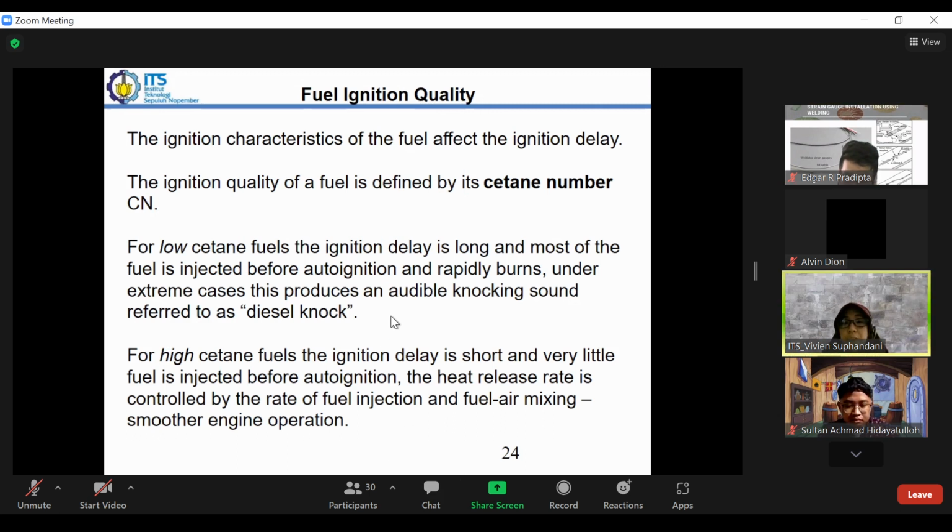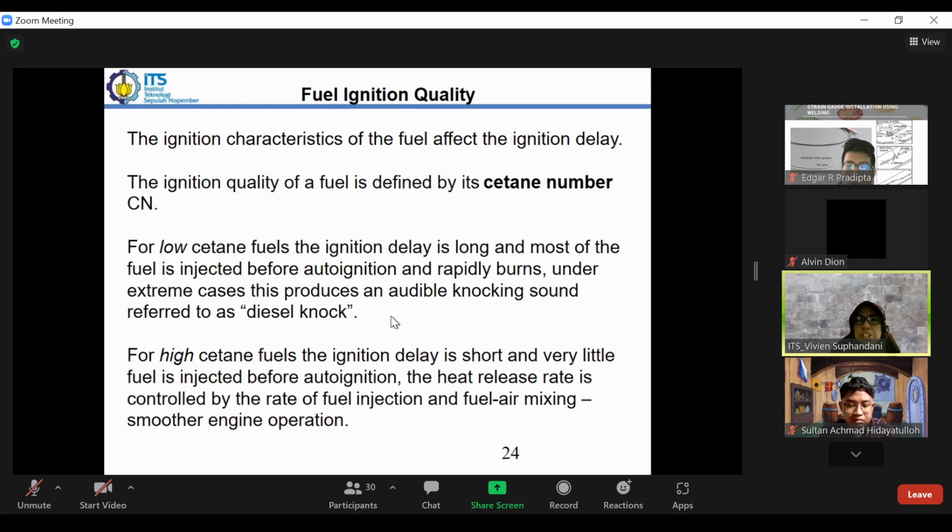So I think you get that correct already. So actually, what is the cetane number? This is to quantify the quality of the fuel for the diesel engine, or we call it diesel fuel. So for low cetane fuels, as we read from this slide, the ignition delay is long. And because the ignition delay is long, most of the fuel is injected before auto-ignition and rapidly burns.